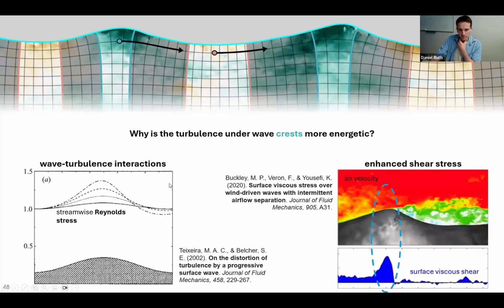But also, in our case, we have an airflow over the surface. This is a figure from the paper from Kianoosh, who's going to talk next. But it's showing that the shear stress that the wind is exerting on the water tends to be maximum just under the wave crests. So we think this is also an explanation for why the turbulence underneath the surface is more intense here.